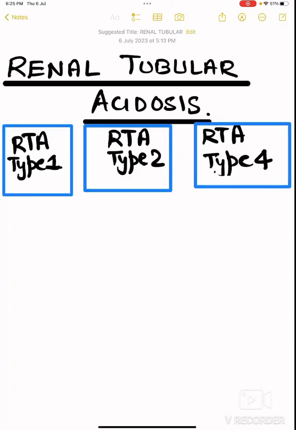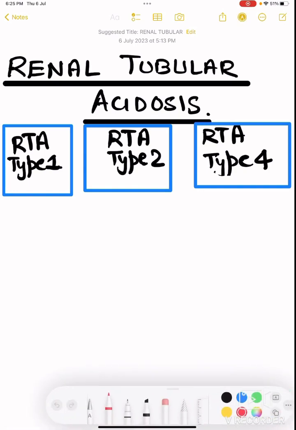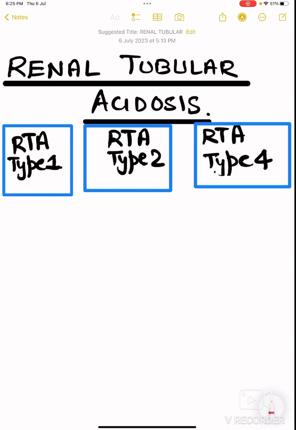Hello guys, in this video we are going to study renal tubular acidosis. So basically there are three types of renal tubular acidosis: RTA type 1, 2 and 4. And very important, there is nothing called RTA type 3, right? So you don't have to remember it.